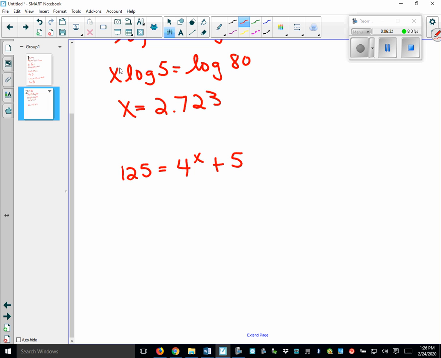Before I can log both sides, what do I have to do? Minus 5. So 120 equals 4 to the x. Now what? What do I do now? Put the x in front and then divide by log 4. So log 120 equals x log 4. What is x? 3.453.